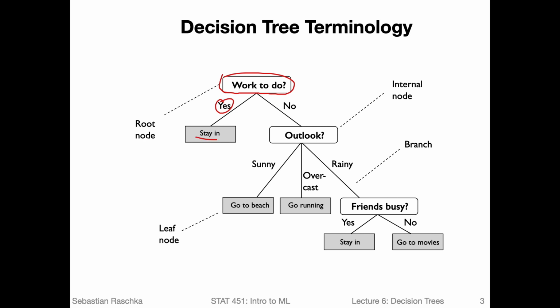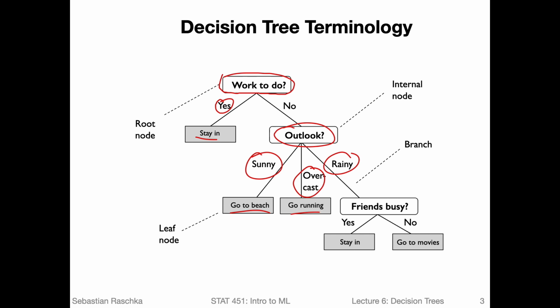And if we don't have work to do, there's maybe a chance that we can go outside, and that may also depend on the outlook, on the weather. If it's sunny, we may decide to go to the beach, if it's not too cold also, of course. If it's overcast, maybe we go for a run instead of going to the beach and going into the water and swimming. We may just opt for going for a run.